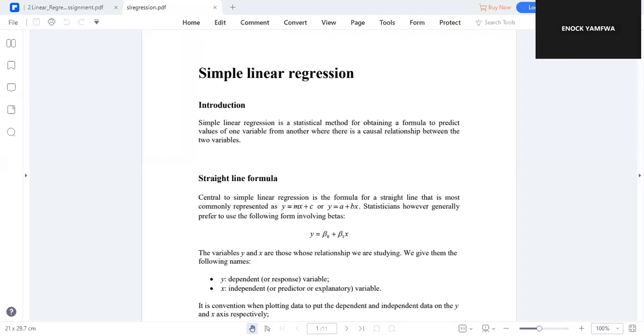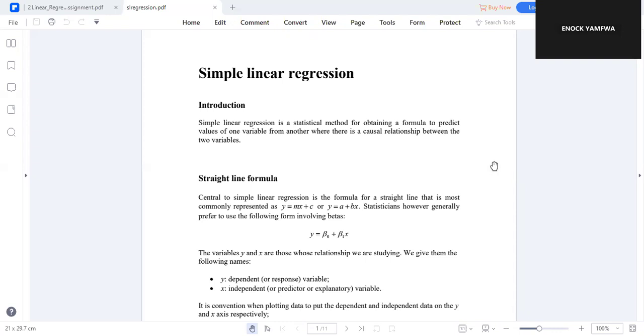Our session today in quantitative methods will be on linear regression. Linear regression is a statistical method that we use to predict values of one variable from the other, where we are measuring what is called a causal relationship. We are going to learn how to come up with the linear regression equation.